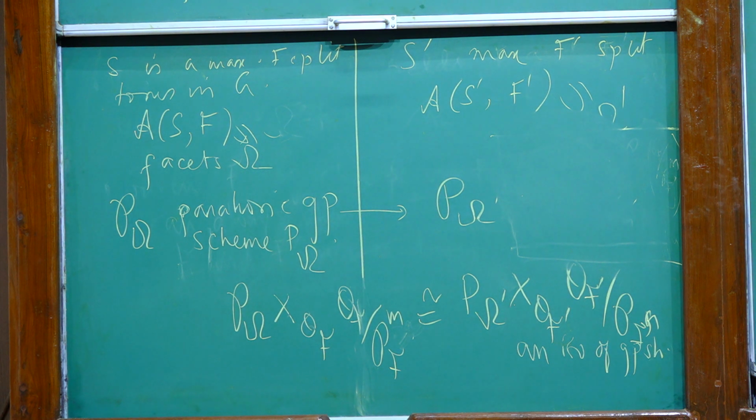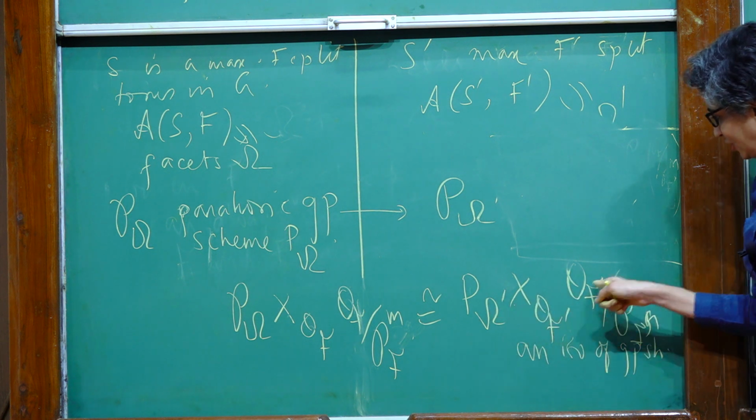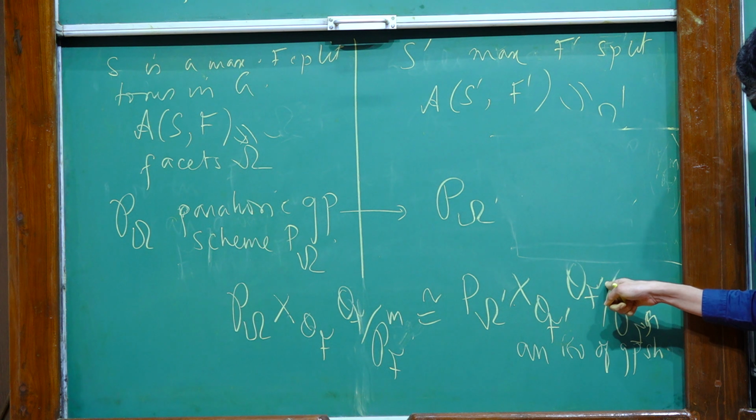What is the? I don't understand the question. P omega times O_F? No, it's not a product. It's a scheme over O_F. I am base changing it to O_F mod P_F to the M.